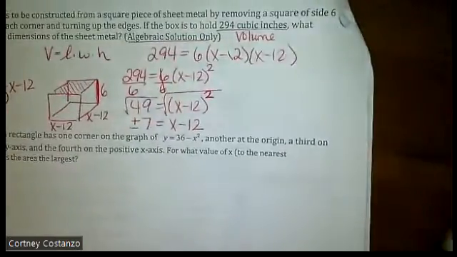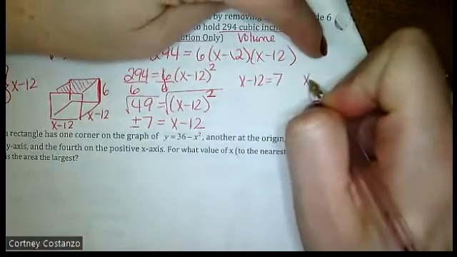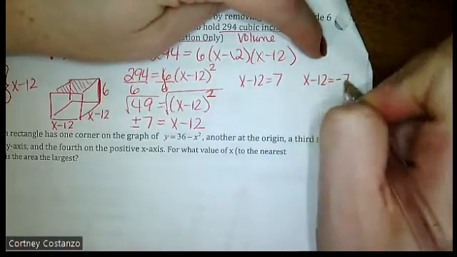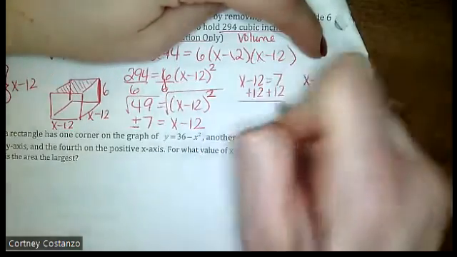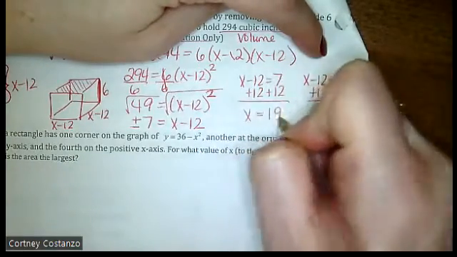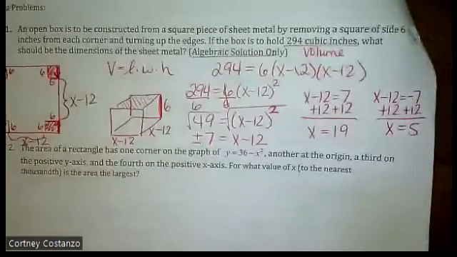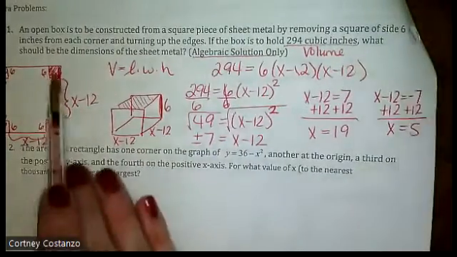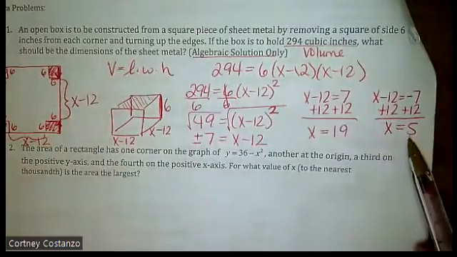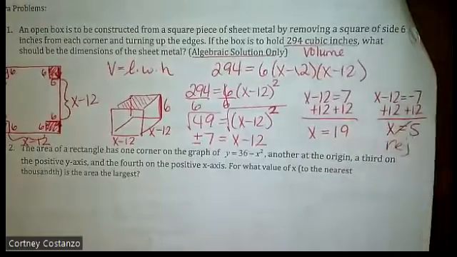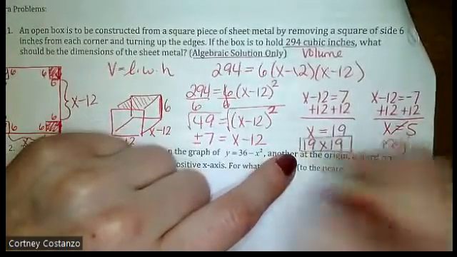which allows us to set up two cases. X minus 12 equals positive 7, x minus 12 equals negative 7. Add the 12, add the 12. And I get two potential answers. But if you go back to the original problem, remember we were cutting and removing 6 inches from each corner, so a total of 12 inches. I can't cut 12 inches away from 5, so I'm going to reject that answer. So the original piece of sheet metal must have been 19 by 19 inches.